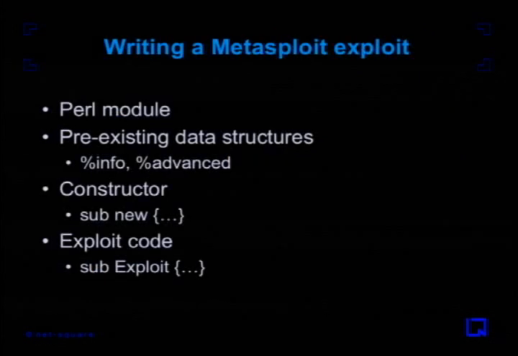In 2.6, plugins are implemented as Perl modules. In 3.0, they're implemented as Ruby modules. There is a lot of pre-existing data structures that you get to be used within your Perl module. You get hashes like %info, %advanced, which you have to populate with stuff specific to your exploit. Every Perl module, every plugin has a constructor called new, which will instantiate it. Metasploit will invoke it and instantiate it. And then every module must have an exploit section, which will be called when you give the command exploit from within the Metasploit framework to actually execute stuff.